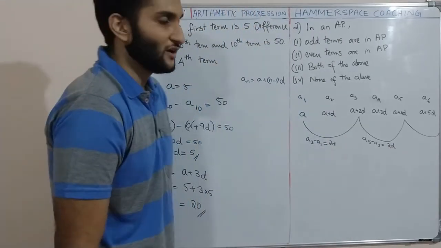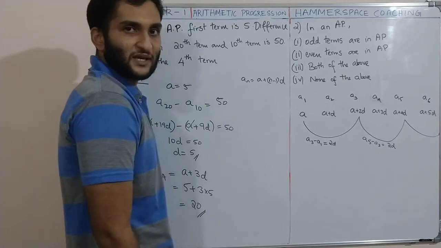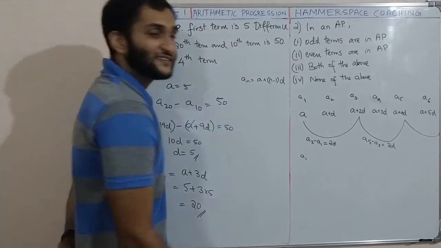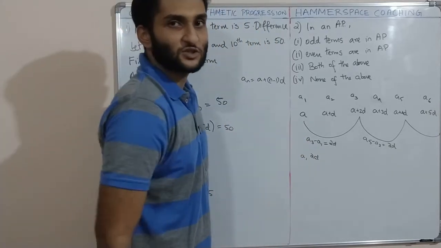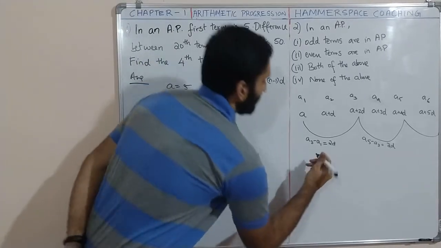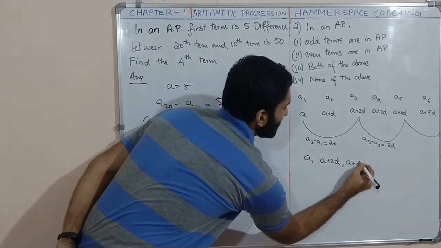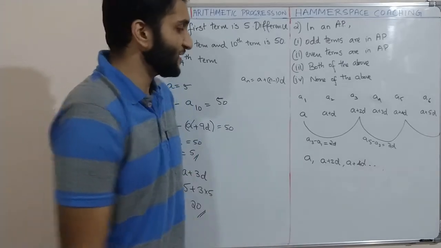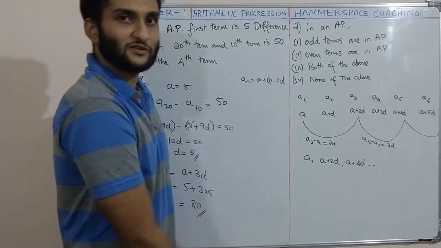And so on. So the odd terms of an AP are in AP with first term A and common difference 2D, which is a fixed difference. Correct? The fixed difference is 2D, so it is in AP. Look at the odd terms of the AP: A, A plus 2D, A plus 4D, etc. So are they in AP? Yes. Why? It is an AP with first term A and constant, fixed difference equal to 2D.